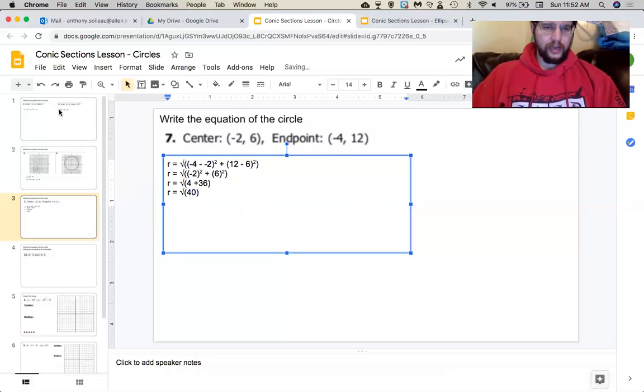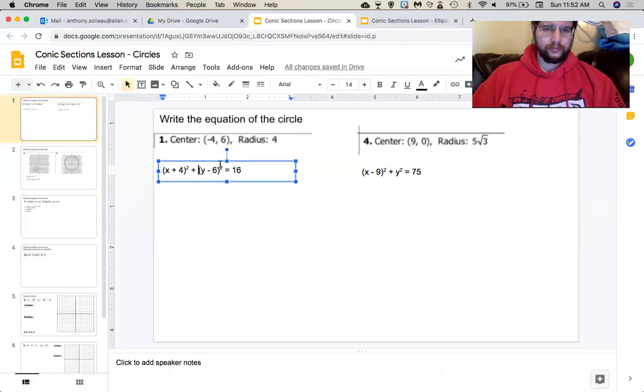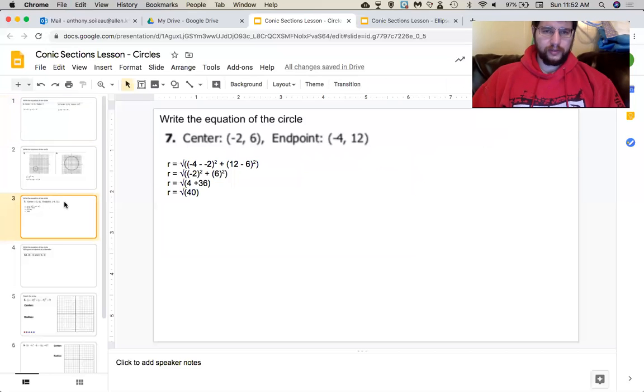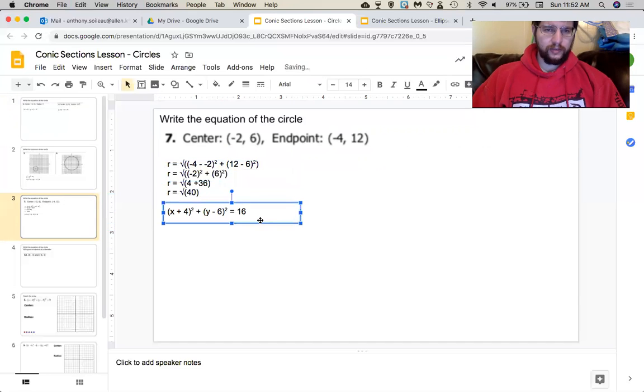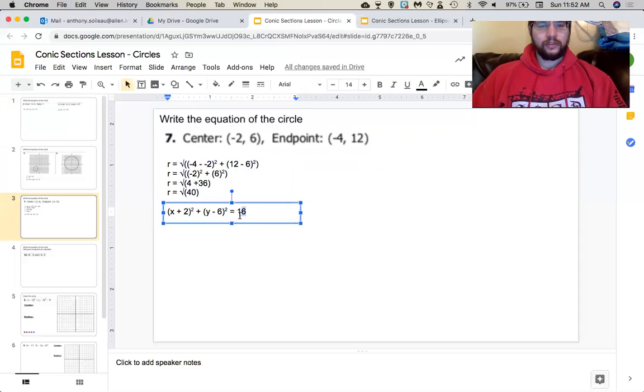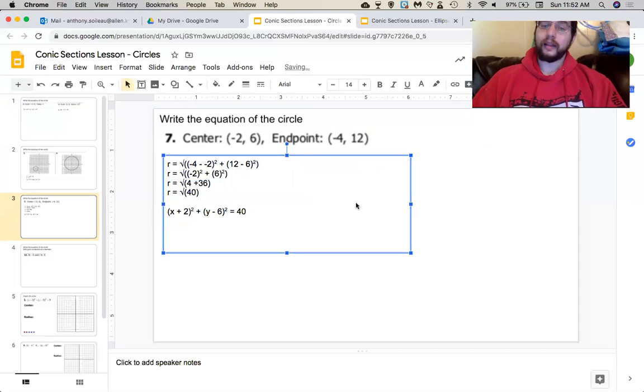So let me go back and just copy because I'm lazy. Copy my general equation, paste it right there. Stick it down a little bit. I've got my center, negative 2, 6. That's going to be plus 2. Oh, minus 6. Hey, that's nice. Square root of 40 squared, let me think, is 40. There we go. So here's the work you'd have to do. Don't need to show me. Just give me the equation. Call it a day.